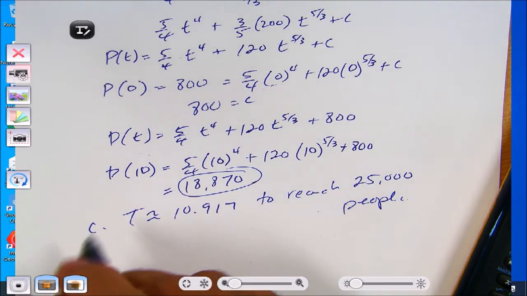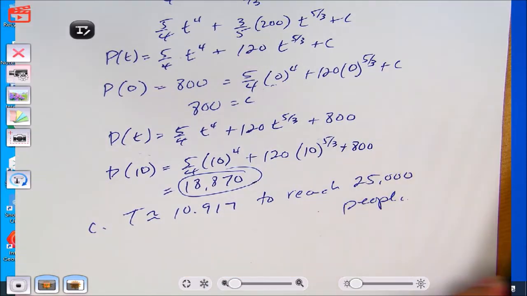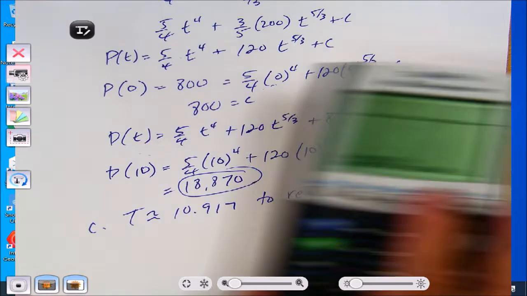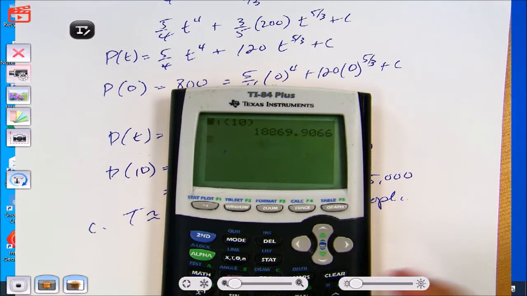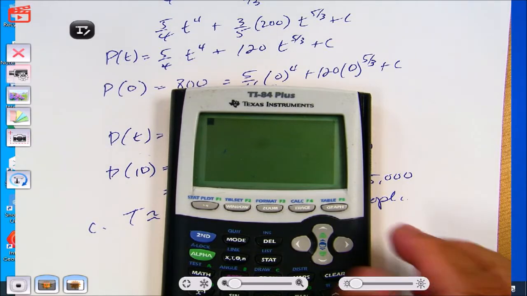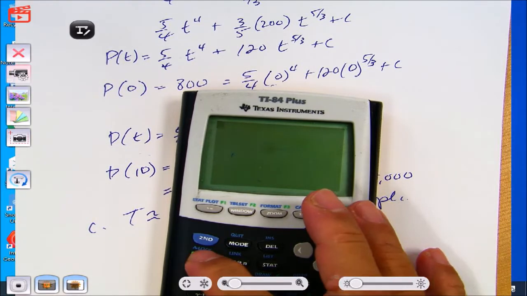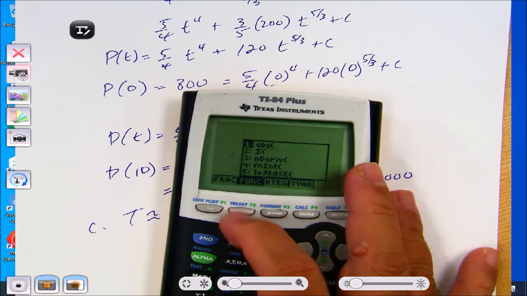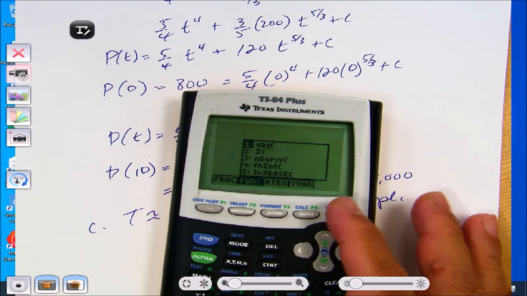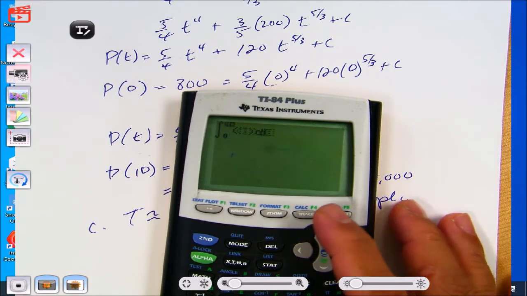Now we're looking at D. What is the average population from 0 to 10? So to get the average population, go to the home screen. To find the average population, you want the population equation integrated between 0 and 10 and divide by 10. So I'm going to call up my integral, which is alpha, window, and choice number 4. So my integration comes up. You're going from year 0 to year 10.